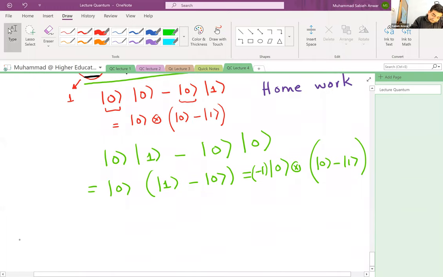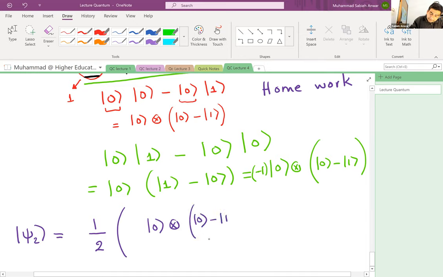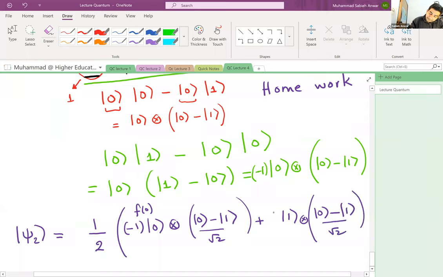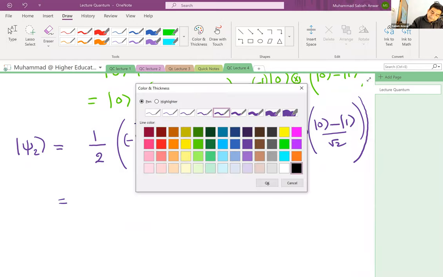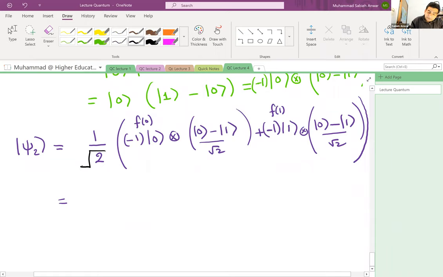Now the state psi 2, after the function evaluation, turns out to be 1/2 ket 0 tensor product with (ket 0 minus ket 1) over root 2, times minus 1 raised to power f of 0, plus ket 1 tensor product with (ket 0 minus ket 1) over root 2, with the phase factor minus 1 raised to power f of 1. Okay. And you could do pretty neat things to this. I could put a 1 over root 2 here. So the second qubit is in the state 0 minus 1 over root 2.